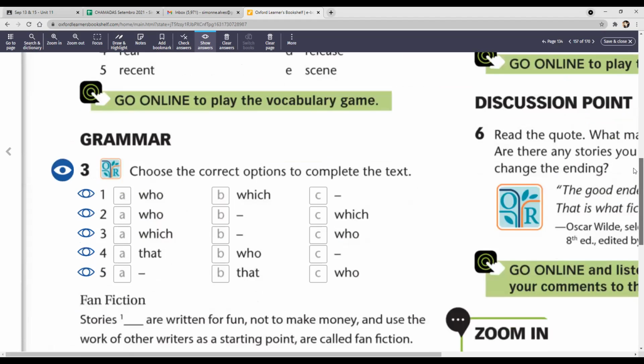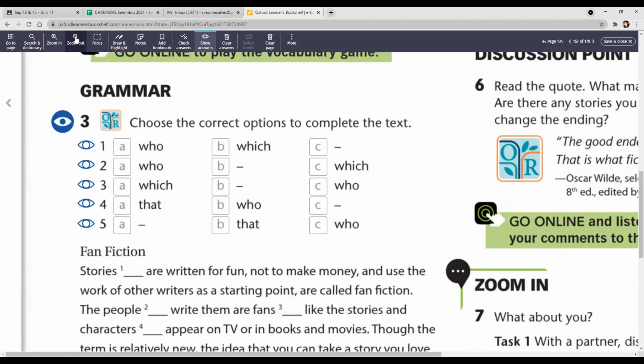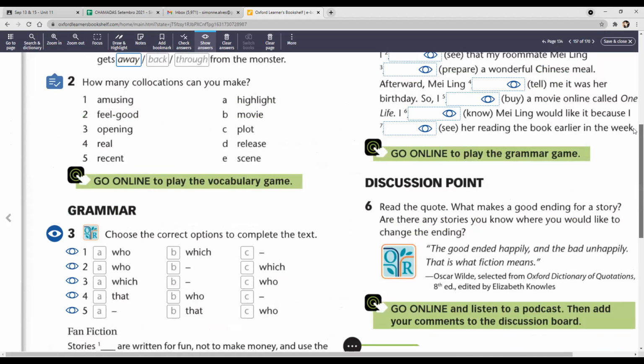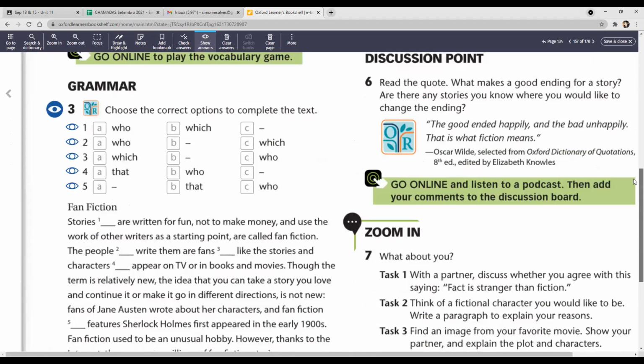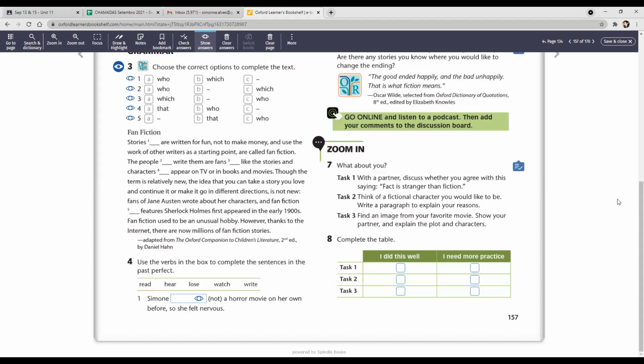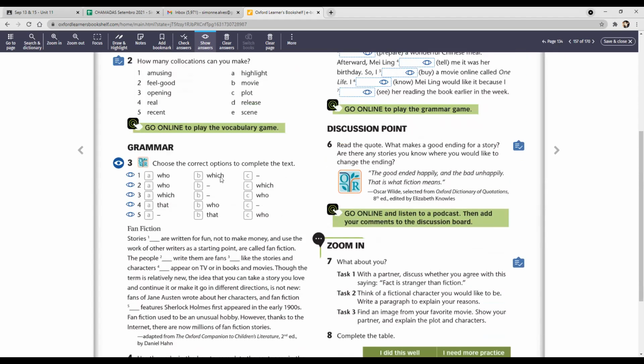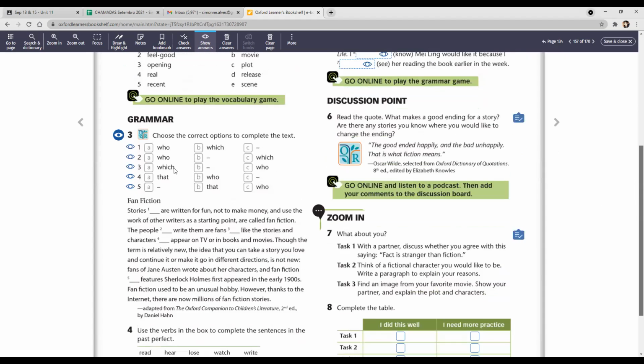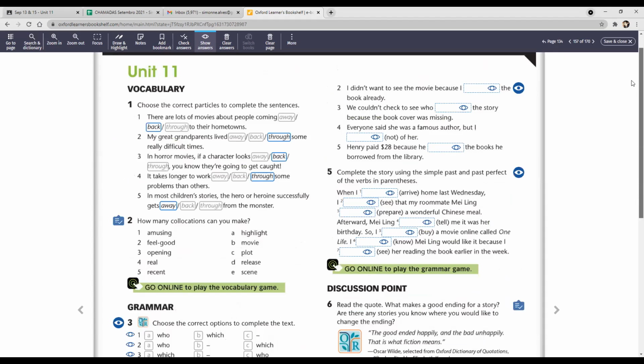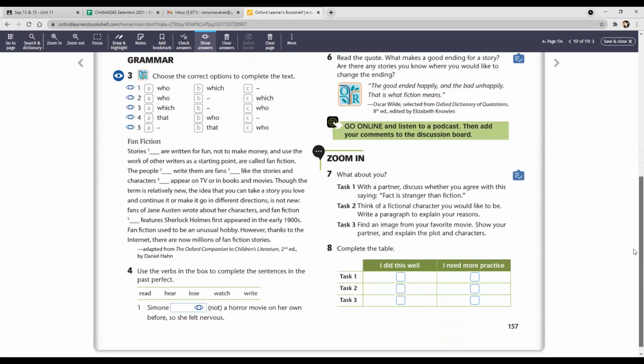So now I will just invite you to please do the final part here, the grammar part, for homework. Okay, guys, the grammar is exercise number 3, where you should choose the relative pronoun who, which, or that, or sometimes no relative pronoun is necessary. Let me zoom out so you can see better. Here you have 5 gaps in number 3.